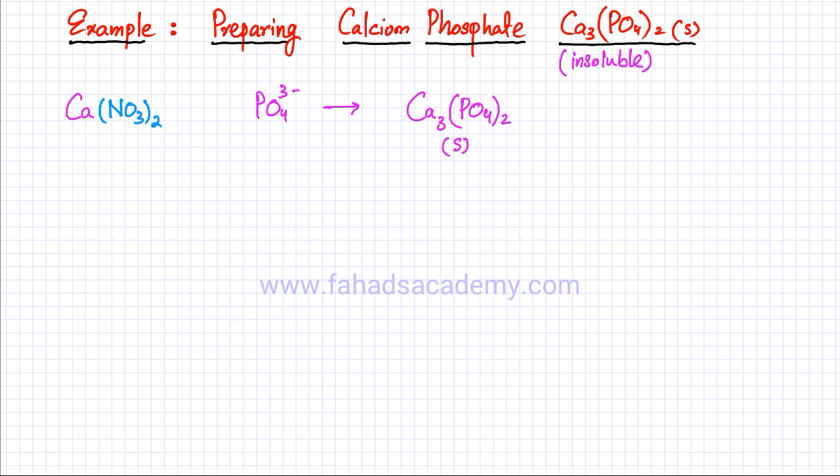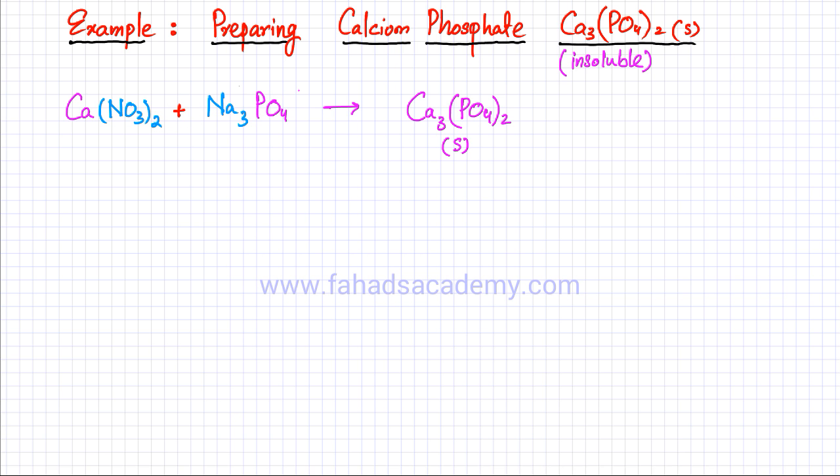The other soluble substance can be sodium phosphate. All group 1 salts are soluble. Sodium is 1 plus, so the formula is going to be Na3PO4, and I'm going to remove these charges. So it's Na3PO4, which is going to react with the calcium nitrate.